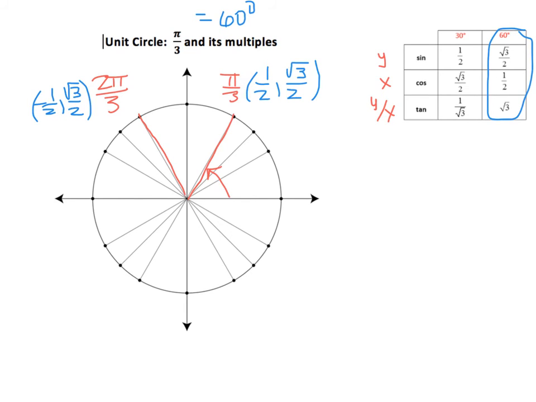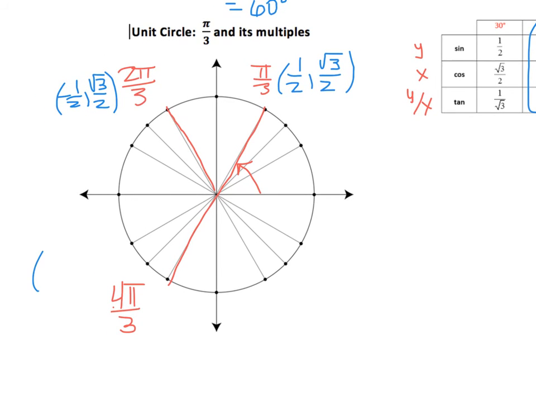The next multiple of pi over 3, we have 1, 2, 3 is the same as pi, and now 4 pi over 3. Label the angle measure for 4 pi over 3. And now the point, we're in the third quadrant, so both x and y are negative, so we're going to have negative 1/2, negative square root 3 over 2.